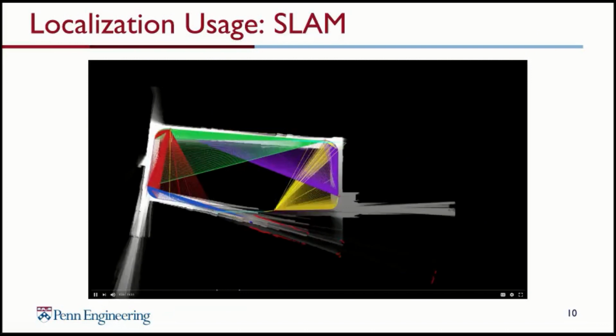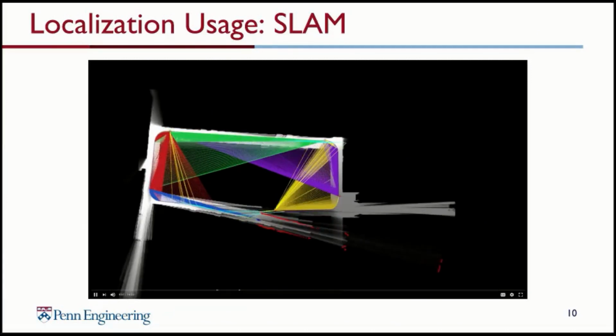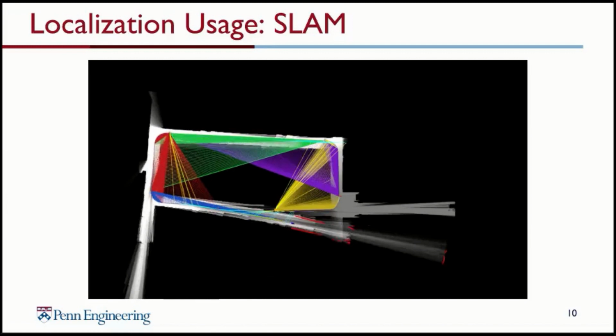In another situation, there are examples where the map is unavailable and the robot is required to create the map while also determining its location within the map. This is the problem of simultaneous localization and mapping, or SLAM. Now, in this particular example, the robot is using a system for SLAM by Google called Cartographer, which we'll learn about later in this course.